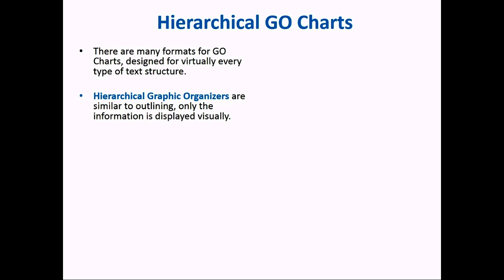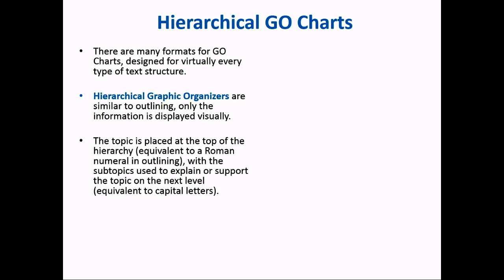So basically this is an alternative because it visually lays out what things are on the same level of organization and which things trickle down to main ideas and then details. The topic is placed on the top of the hierarchy, equivalent to the Roman numeral 1, for example. And then the subtopics are used to explain or support. So these are equivalent to the capital letters on an outline.